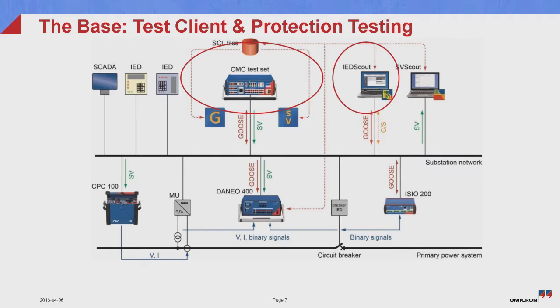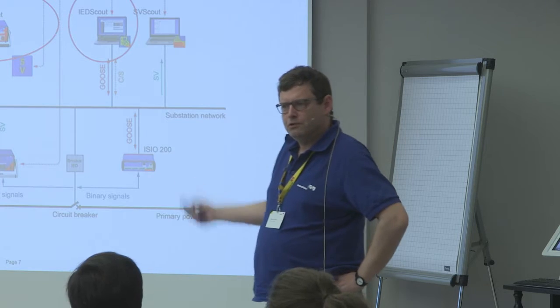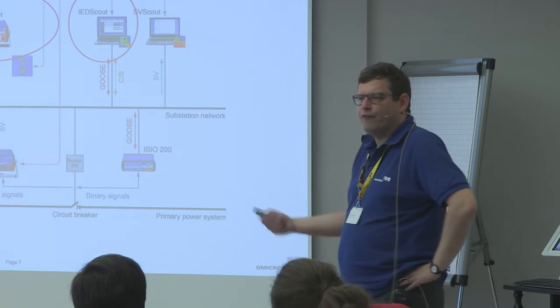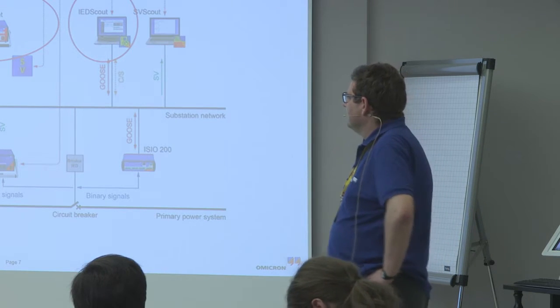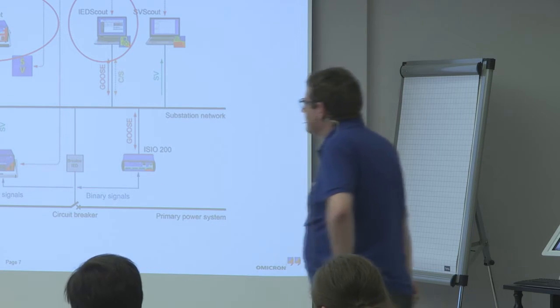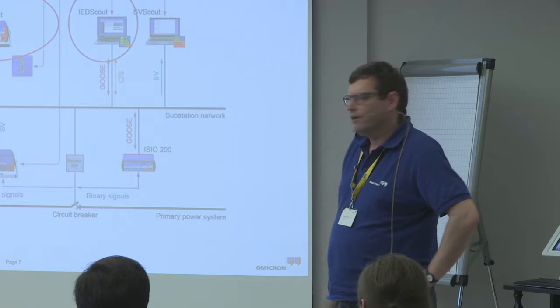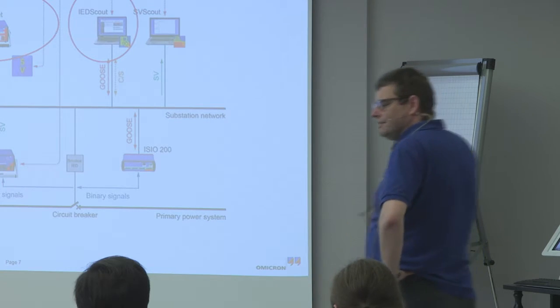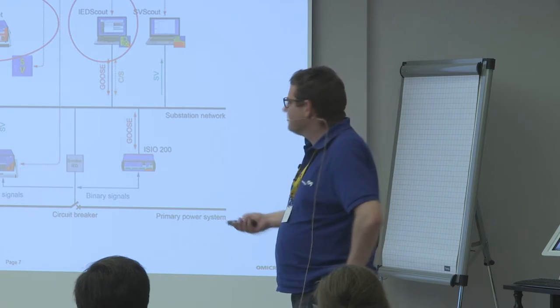There was just a question now, how to connect the test set to that network. So there is an Ethernet port, and you connect it, and then you can inject the values, for instance the sampled values, and you receive the GOOSE to check how fast the relay responds. You remember the picture from Fred. We also did this for the first time 10 years ago, so it's very well established. But we will see it's not sufficient when we look into the details.